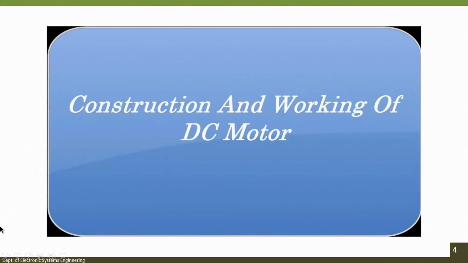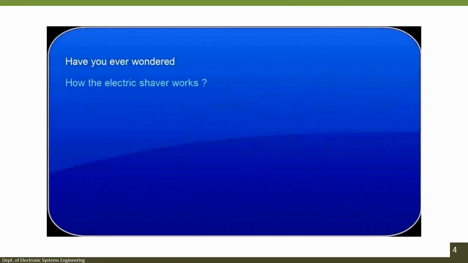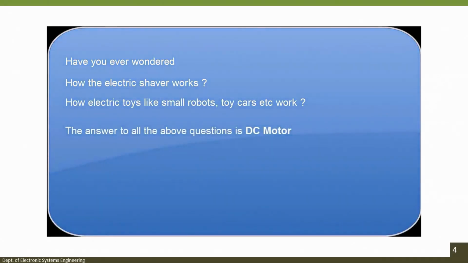Construction and working of DC motor. Have you ever wondered how the electric shaver works? How electric toys like small robots, toy cars, etc. work? The answer to all the above questions is DC motor.